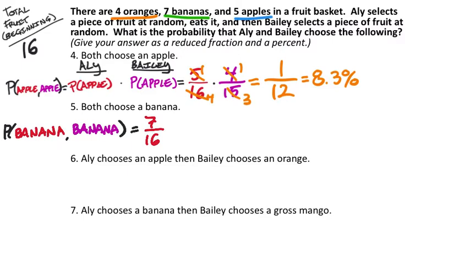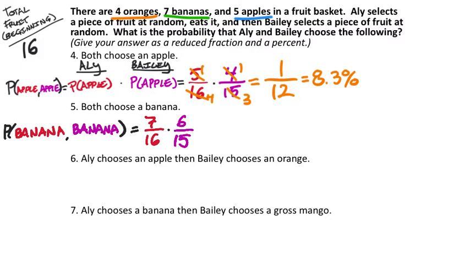Again, we're going to say that when Allie pulls that banana out, she's going to eat it, which means when Bailey goes to the basket, again, there's only 15 pieces of fruit in there because the one that Allie took out is still out. She ate it. But also the bananas is reduced by 1. So instead of there being 7 bananas, 1 was eaten by Allie, and so now there's only 6 bananas total in the basket.